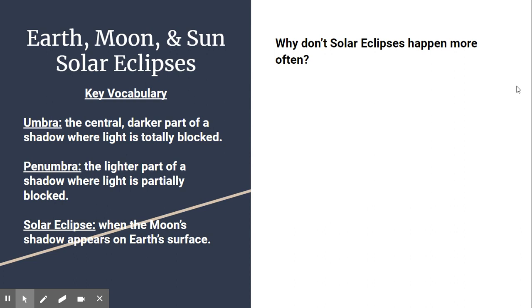But why don't solar eclipses happen more often? It has to do with the orbits, as well as the phases. A solar eclipse can only occur during a new moon. If you think back to our moon phases demo, the only time the moon was in between the Earth and the sun, where the shadow could fall on the Earth, was in the new moon phase.